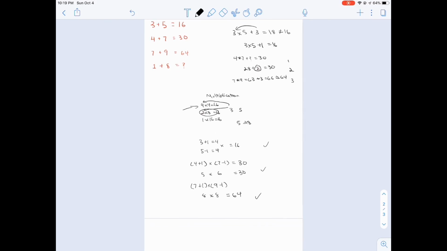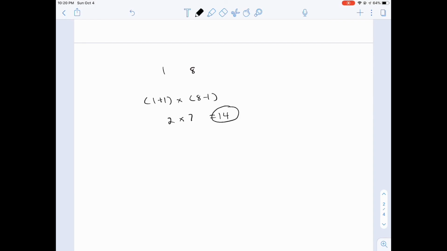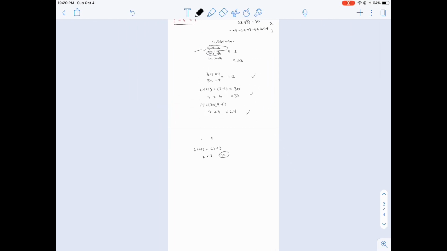So now we use this for the last one, 1 and 8. So we add 1 to the first digit, 1 plus 1, and then we subtract 1 from the second digit, 8 minus 1. We get 2 times 7, which is 14, which is your answer. So this method is called guess and check, and this can be really useful for when you have no idea what the pattern in a problem is. So you guess different patterns and you get closer and closer until you get the right answer.